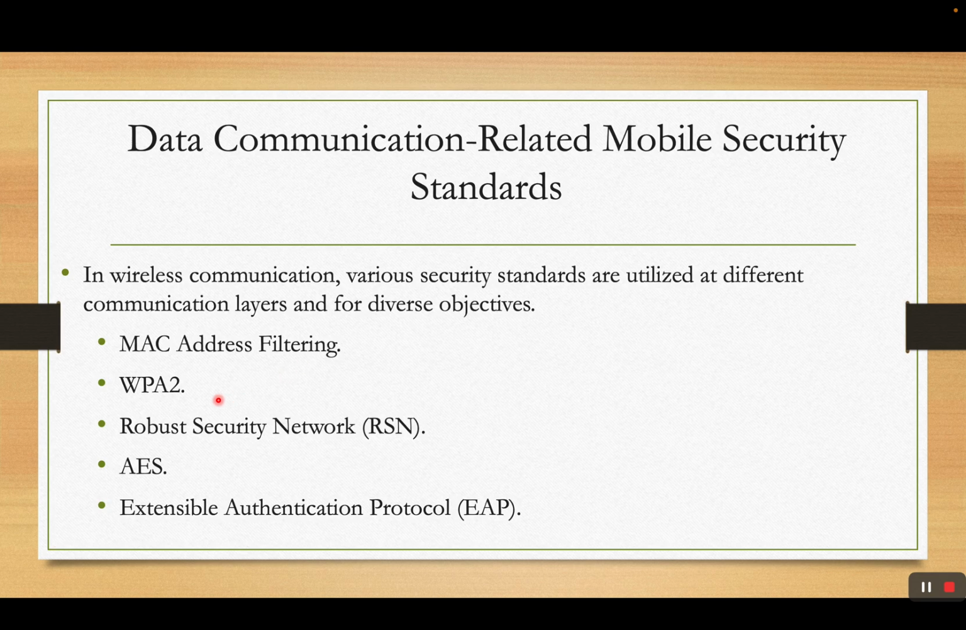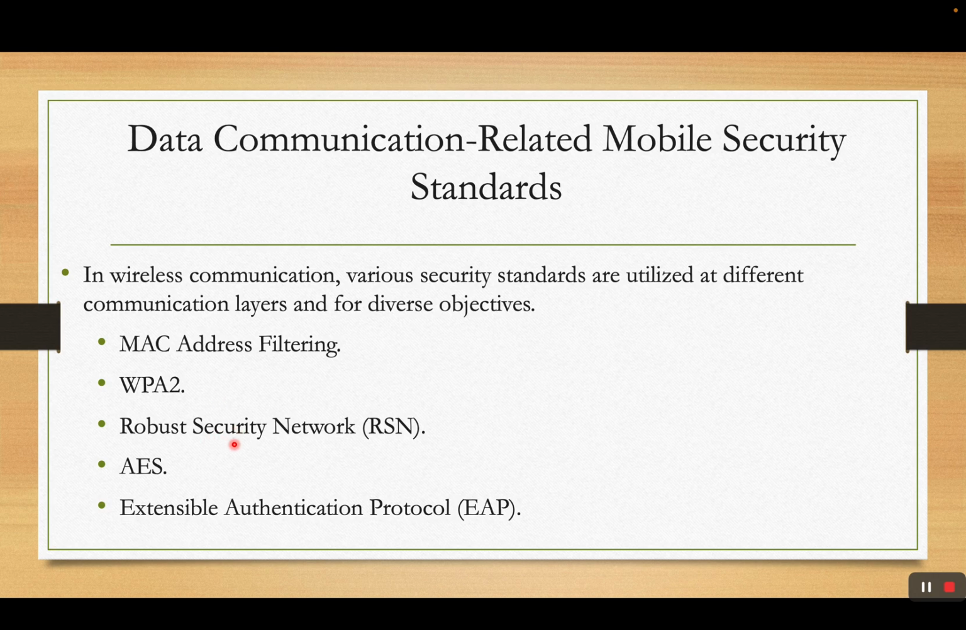MAC addresses can be spoofed, which means an attacker can mimic an authorized device's MAC address and gain access to the network. Now, WPA2, which stands for Wi-Fi Protected Access 2, is a security protocol used to protect wireless networks. WPA2 uses AES, the Advanced Encryption Standard, to encrypt data that is transmitted over wireless networks. It also employs a technique called Counter Mode with Cipher Block Chaining Message Authentication Code Protocol, CCMP, to provide data integrity, ensuring that data transmitted over the network has not been modified or tampered with.